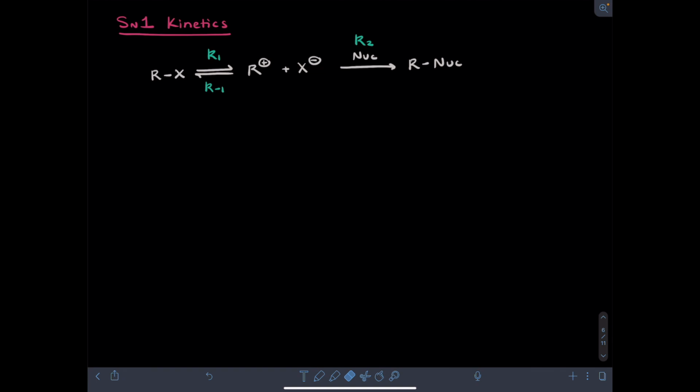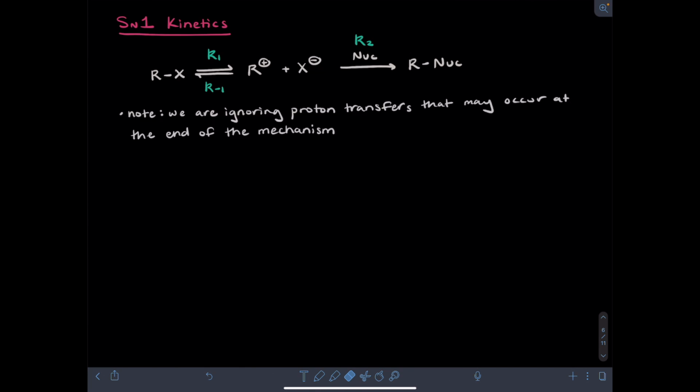For deriving a rate law, we can consider two steps as being critical. First, the loss of leaving group step to generate the carbocation intermediate, and then that carbocation's reaction with nucleophile to give the substitution product. Here I'm not worrying too much about the identity of the nucleophile. Note that if it had been neutral, you would need a final proton transfer in order to get to a neutral final product, but I'm going to ignore any proton transfers that may occur at the end of the mechanism, for simplicity in the rate law.